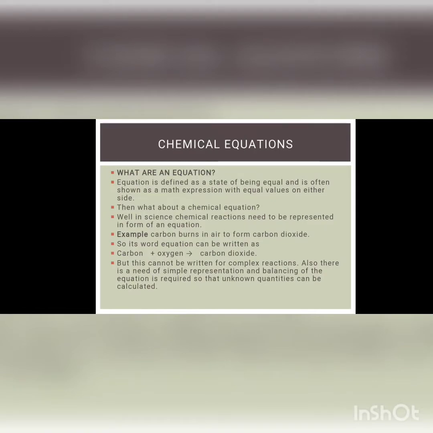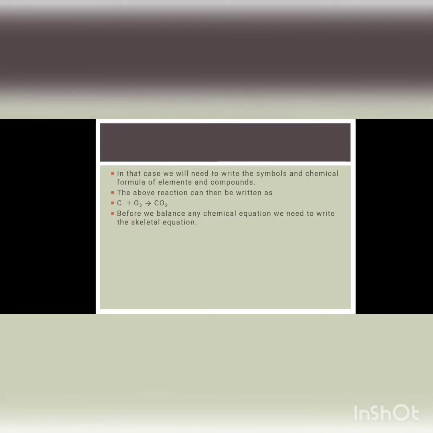Also, there is a need for a simple representation and balancing of the equation so the unknown quantities can be calculated. In the above case, we need to write the symbols and the chemical formulas of the compounds and elements. The above reaction can be written as C plus O2 forming CO2.